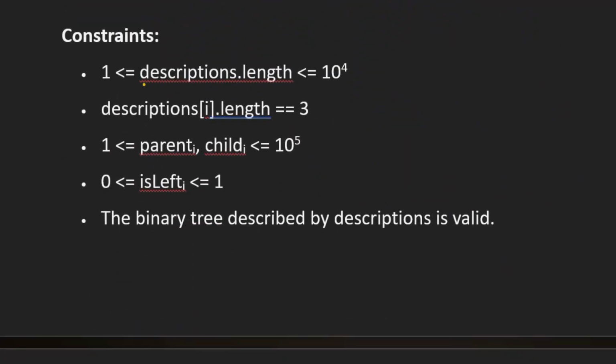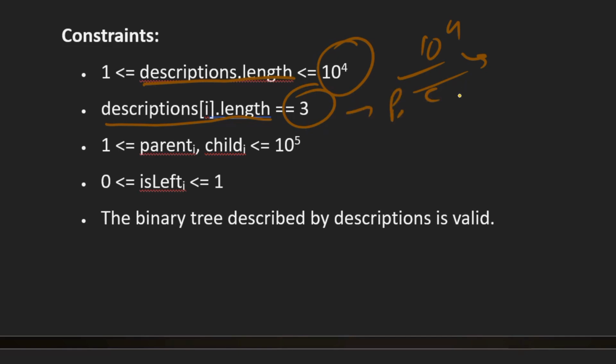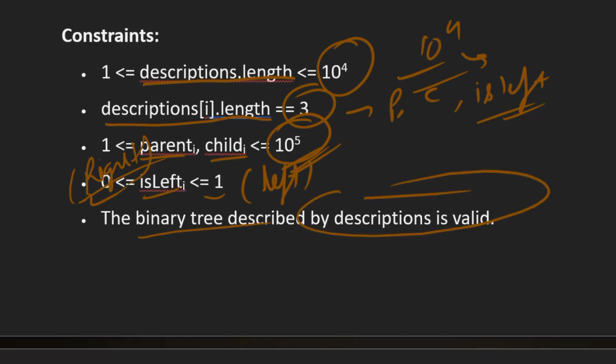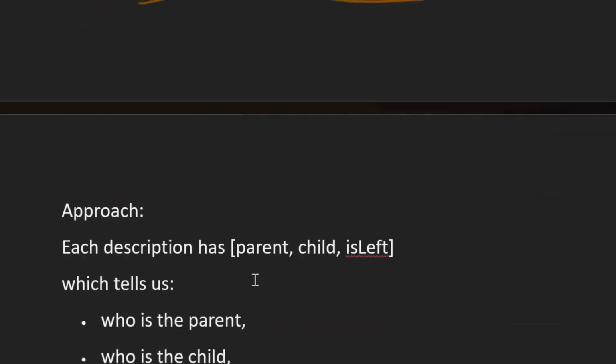The total number of elements in the descriptions array is up to 10^4, so we'll be given up to 10^4 connections, and descriptions[i].length is equal to 3, that is parent, child, and third is isLeft, whether the child is on the left side or right side. The values of parent and child can be up to 10^5, and isLeft is either 0 or 1. If it is 1, then the child will be on the left side. If it is 0, then the child will be on the right side, right? And the binary tree described by descriptions is valid, meaning a valid tree is formed using the descriptions array.